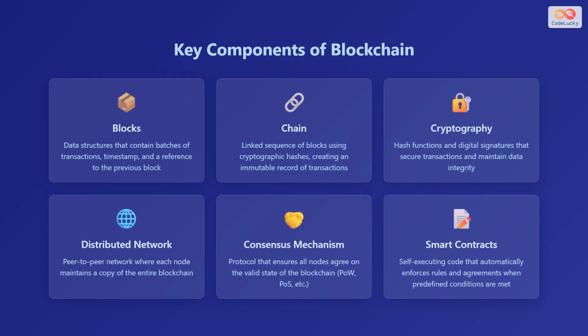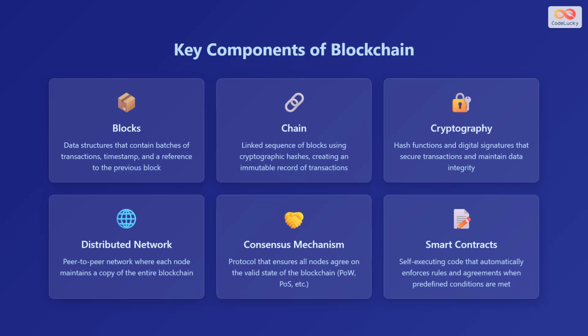Let's explore the key components of a blockchain. First, there are blocks. Blocks are data structures that contain batches of transactions, a timestamp, and a reference to the previous block. These blocks are linked together to form a chain. The chain is a linked sequence of blocks using cryptographic hashes, creating an immutable record of transactions. Cryptography is used through hash functions and digital signatures to secure transactions and maintain data integrity.